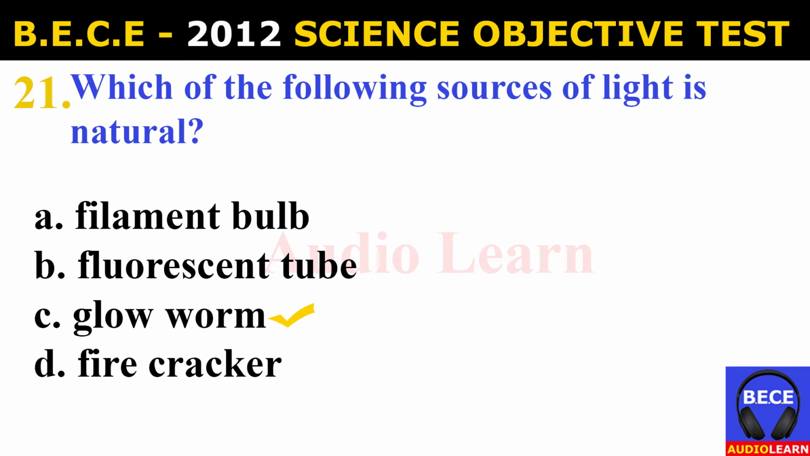Number 21. Which of the following sources of light is natural? A. Filament bulb. B. Fluorescent tube. C. Glowworm. D. Firecracker. And the answer is C. Glowworm. Which of the following sources of light is natural? And the answer is C. Glowworm.